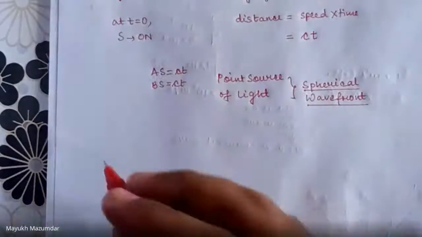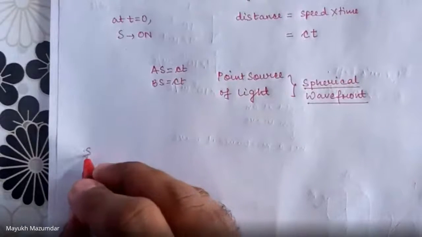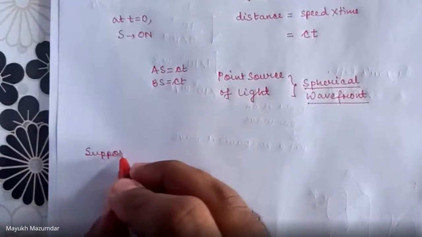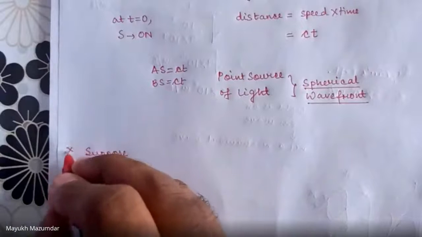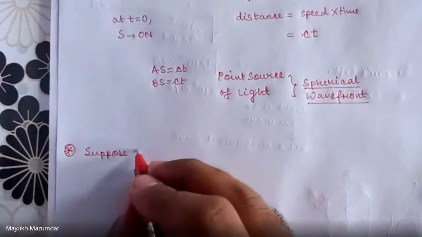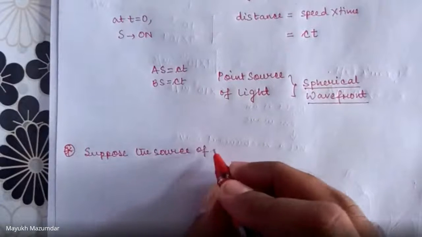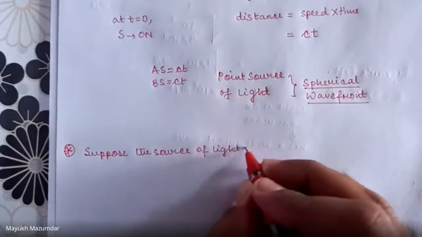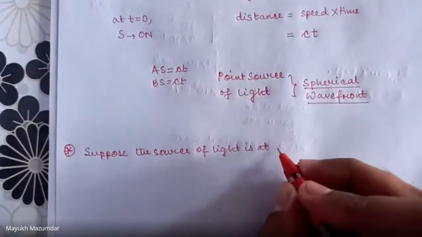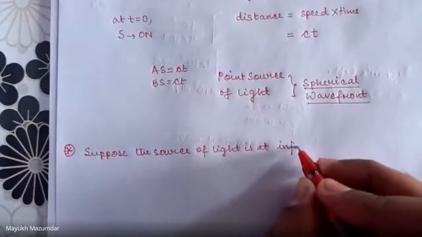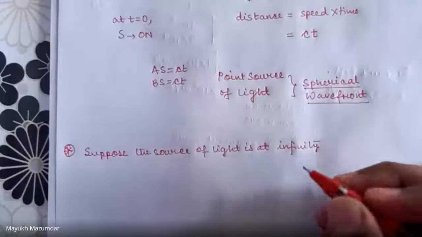Fine. Now the second is, what if the source of light is at infinity. Infinity means far away from us, like the sun.